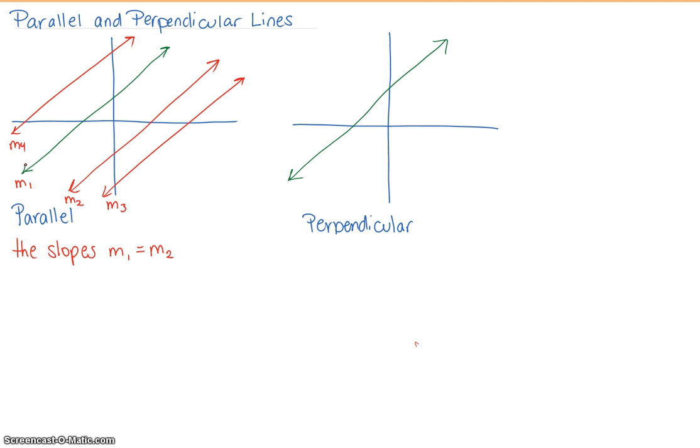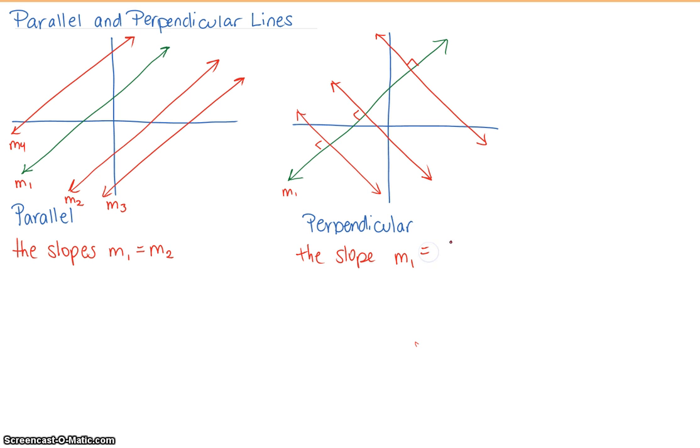Now perpendicular lines are a little bit different. Perpendicular means that they are at a 90-degree angle. And again, we have infinitely many perpendicular lines that we could have when given the first initial line. Now in this case, perpendicular lines have a special property. The slope M1, its perpendicular slope is a negative reciprocal.